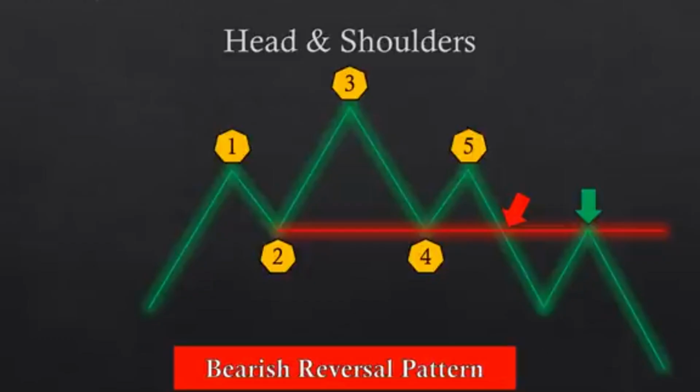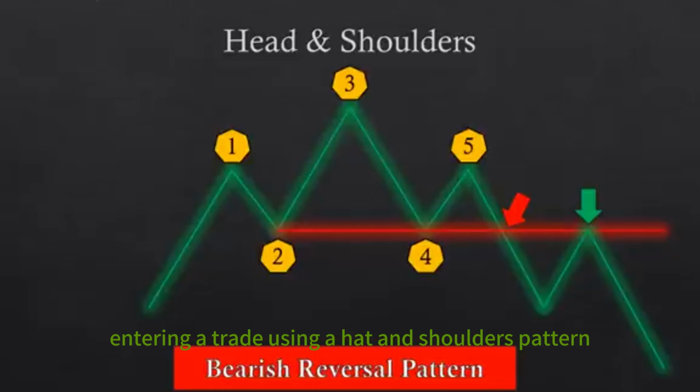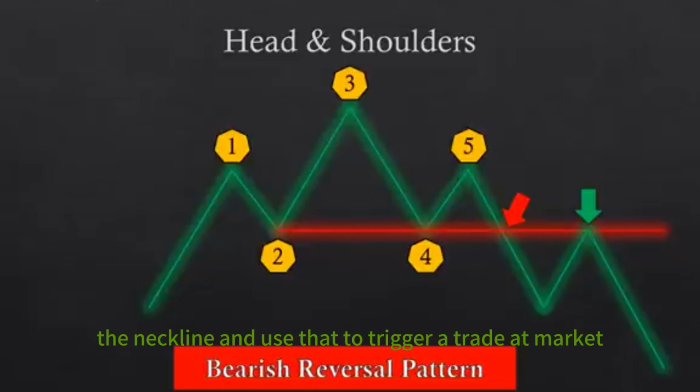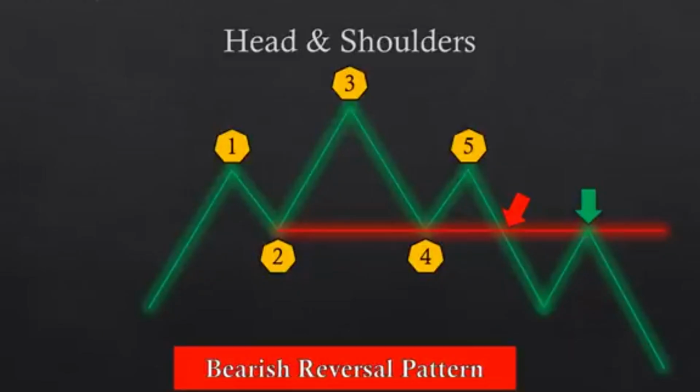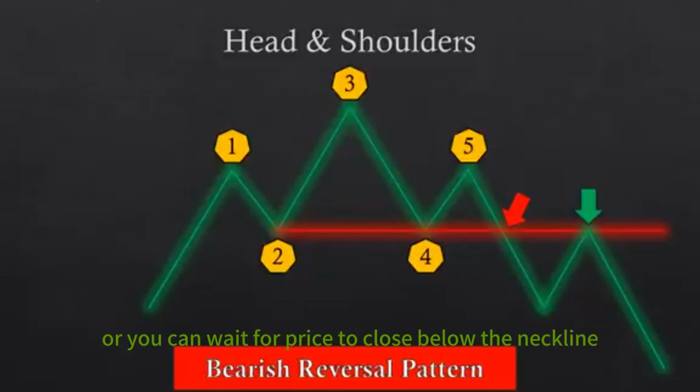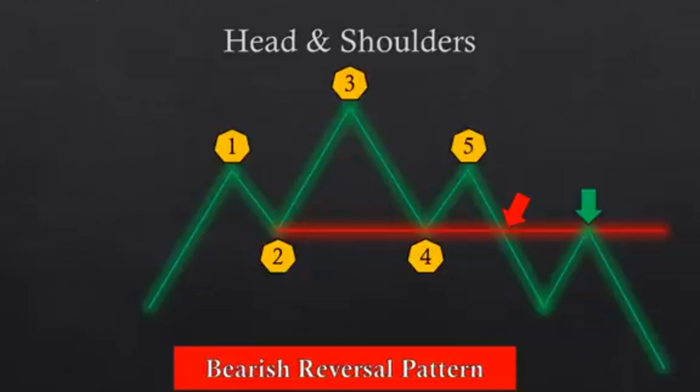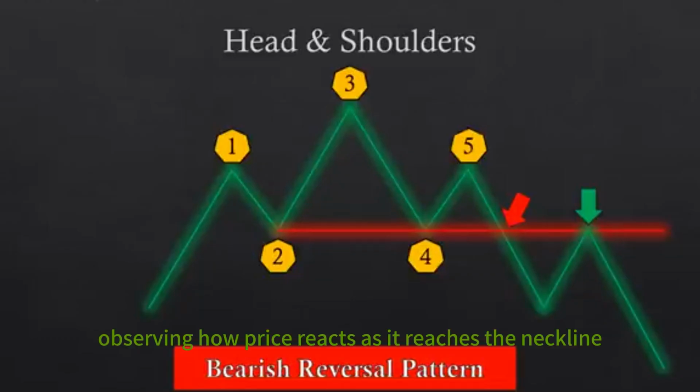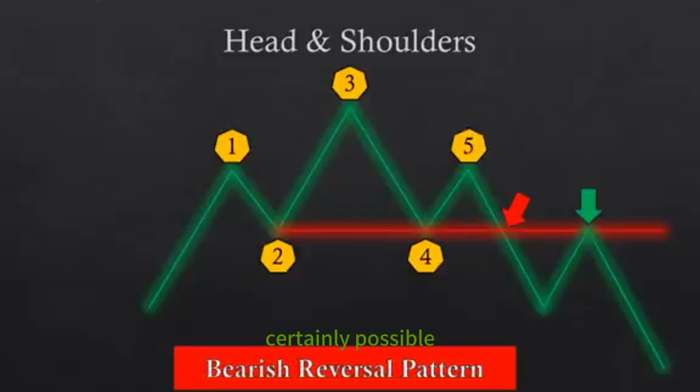So in summary, there are mainly two ways of entering a trade using a head and shoulders pattern. You can wait for price to close below the neckline and use that to trigger a trade at market, which is a more dangerous entry, or you can wait for price to close below the neckline and come back to retest it, also observing how price reacts as it reaches the neckline. Beware that it's certainly possible that price closes below the neckline and then starts to rise again, completely disrespecting the neckline. That's why it's important to enter in the most precise place possible, as it will be less risky.